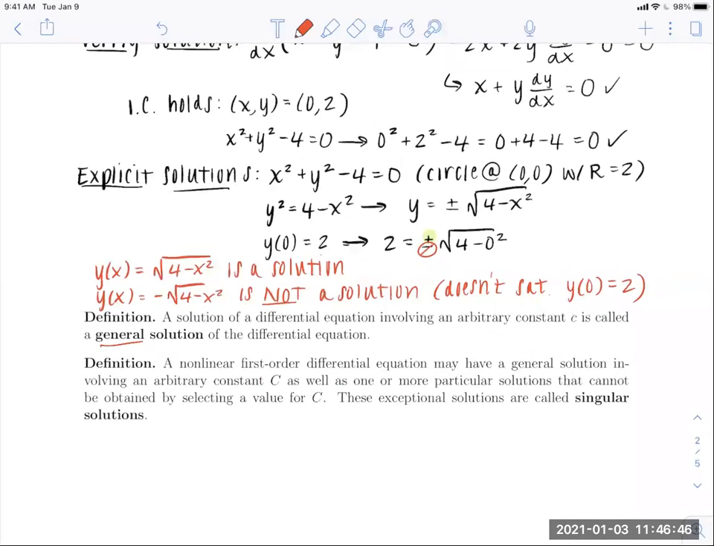And again, definition: a nonlinear first order differential equation may have a general solution involving an arbitrary constant c, as well as one or more particular solutions that cannot be obtained by selecting a value for c. These exceptional solutions are called singular solutions. So what this is saying is we can go through this process of solving the general solution in terms of a constant of integration, but there may be extra solutions that don't arise from that general solution. It's really quite sneaky. Let's look at an example of a DE that admits singular solutions.